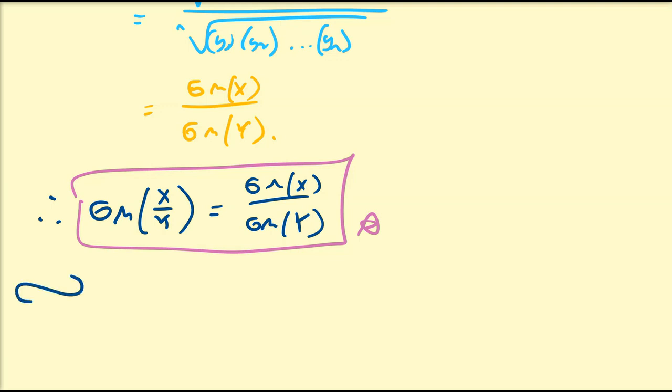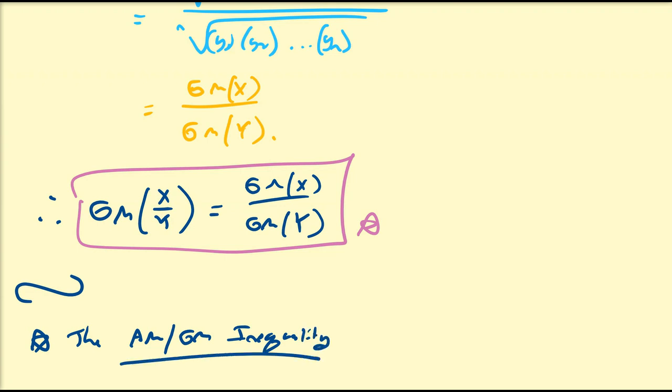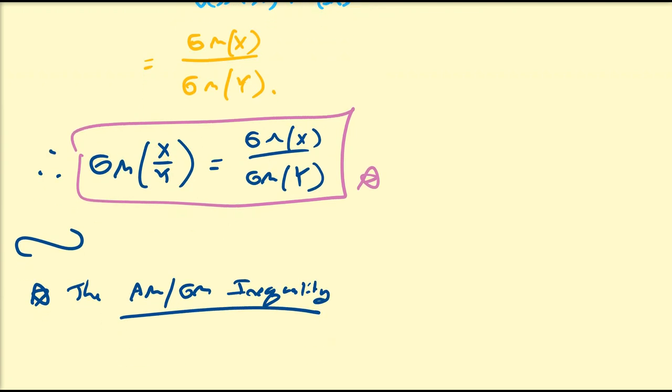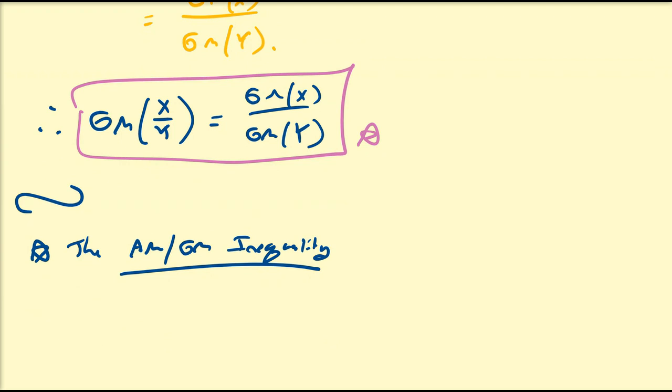Another common property that is used in both theory and applications is the following, which is sometimes referred to as the AM-GM inequality. So the arithmetic mean, geometric mean inequality says that the arithmetic mean of a set is always greater than or equal to the geometric mean of a set.